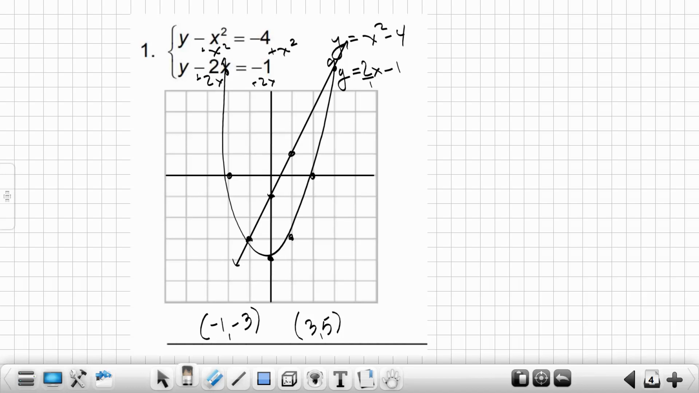Oh, this one looks hard. Yeah, but number 2 is different than number 1. Oh, how different could it be? It's pretty different.